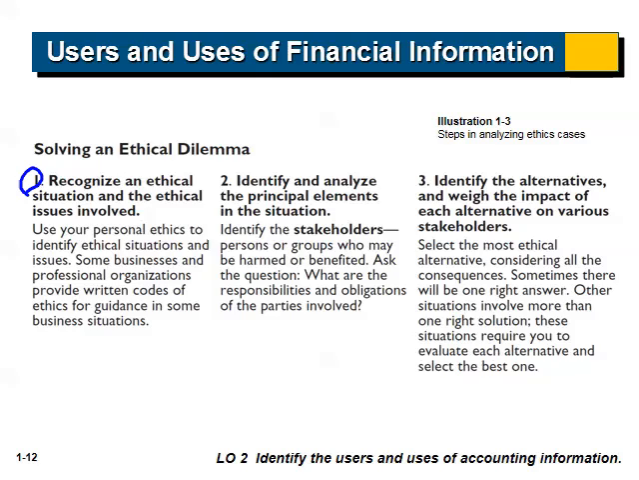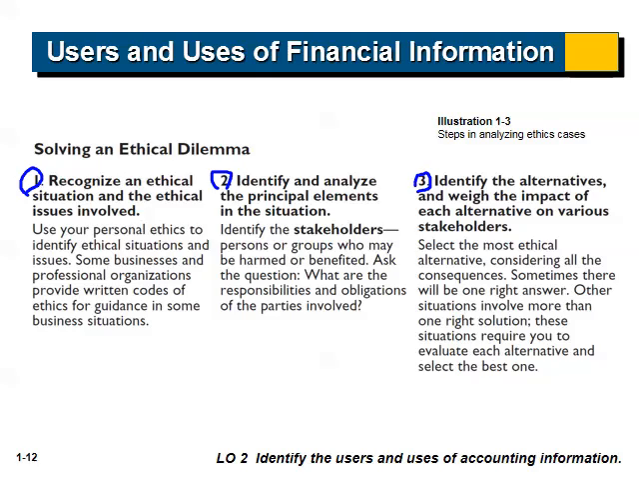And so after that, if you identify the situation, the second thing you do is identify and analyze the principal elements in the situation. That would be what we call the stakeholders. Those are the persons or groups who may be harmed or benefited. Then you ask the question, what are the responsibilities and obligations of the parties involved? So once you identify the situation, who are the stakeholders? How could they be harmed? How can they be benefited? Why is my boss telling me to do this thing? What's the benefit that he or she may get?